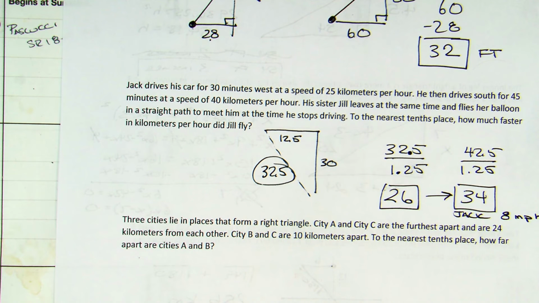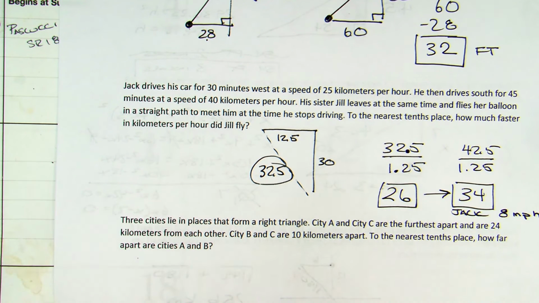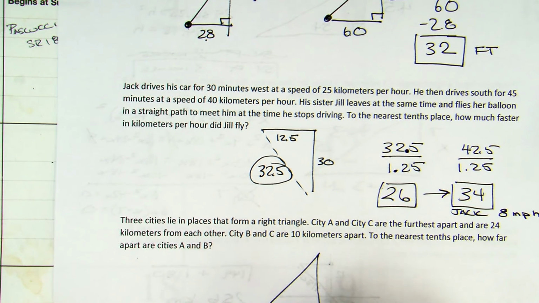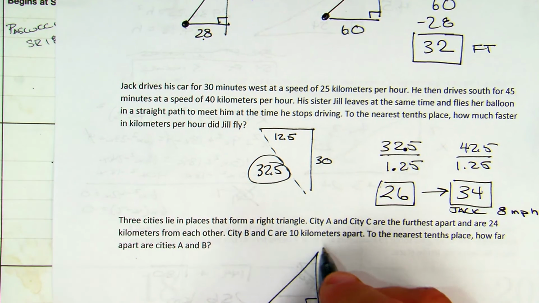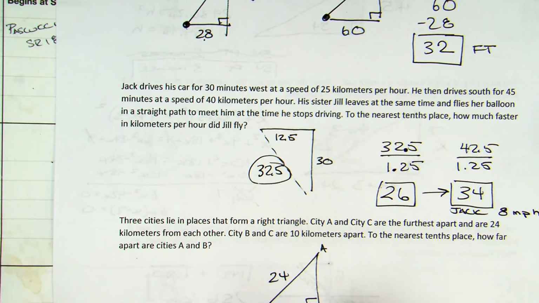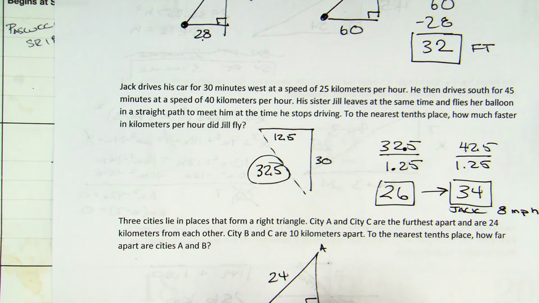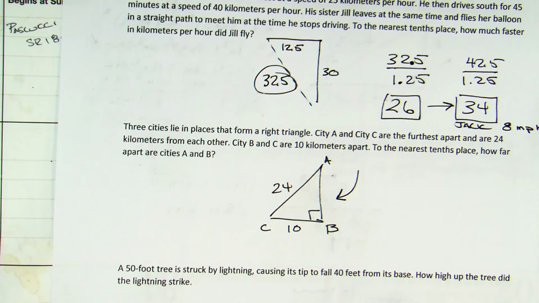3 cities lie in places that form a right triangle. A and C are the furthest apart, 24 kilometers from each other. Alright, so they're the furthest apart, so that must be the hypotenuse. I'm going to put B here. I'm going to say it's 10 kilometers apart. To the nearest 10th place, how far apart are cities A and B? So we're trying to figure that side out.